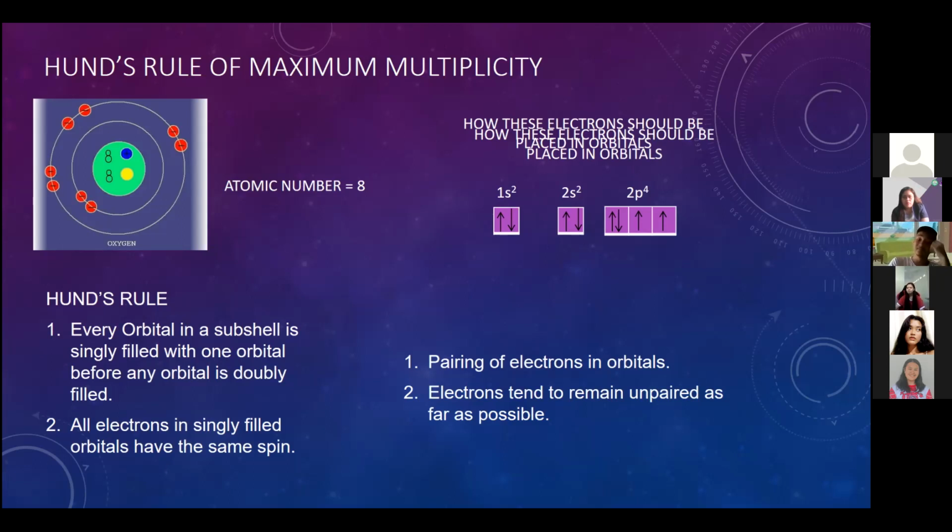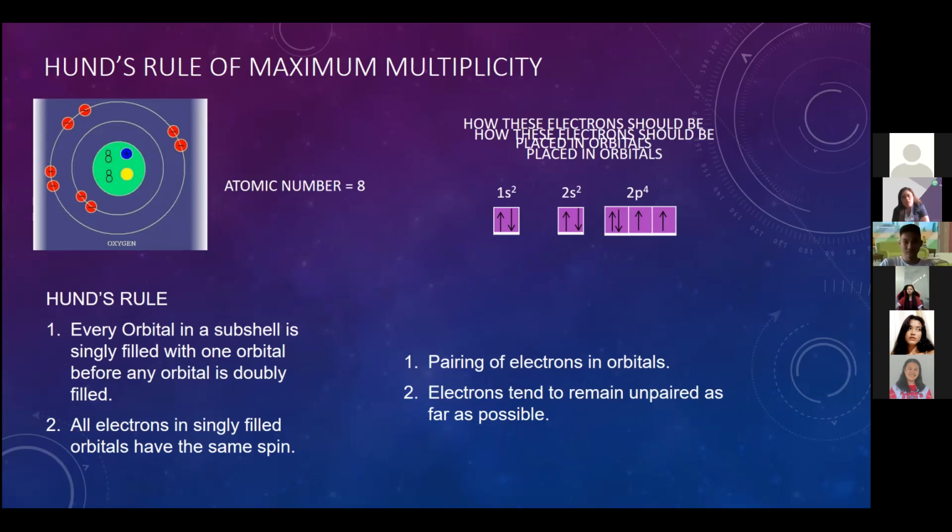The important question is how these electrons should be placed in the orbitals. This problem is solved by Hund's rule. It states two important points. First, every orbital in a subshell is singly filled with one electron before any orbital is doubly filled. Second, all electrons in singly filled orbitals have the same spin.